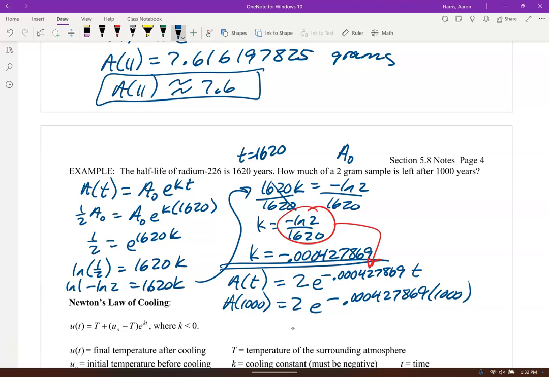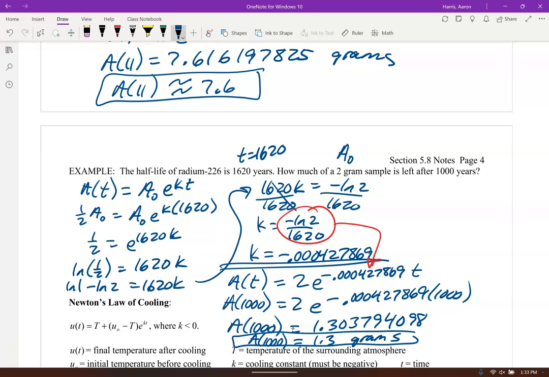So I'm going to go 1,000 times that k, which is negative 0.42786. And then I'm going to go e to that, 0.65189, and then times 2 in front. So I have 1.303794098. So after 1,000 years, there's approximately 1.3 grams left.